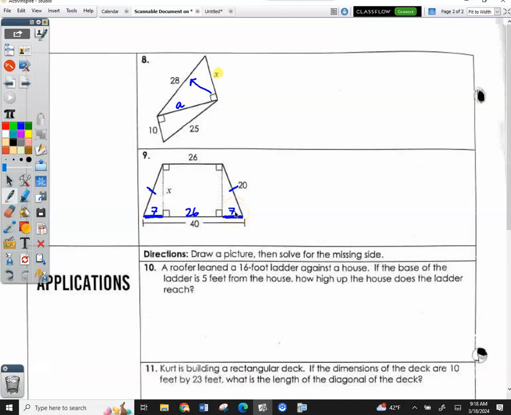All right, do 8 and 9. I'm going to put the answer, because remember the answer is not a secret. The goal is you can get here. You have to show me your work. And when you get that done, you'll come get the other sheet.